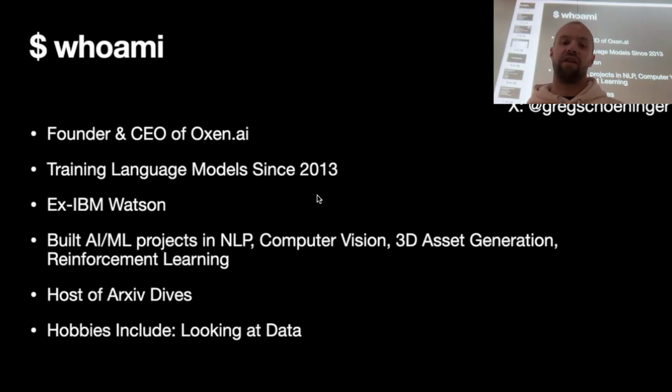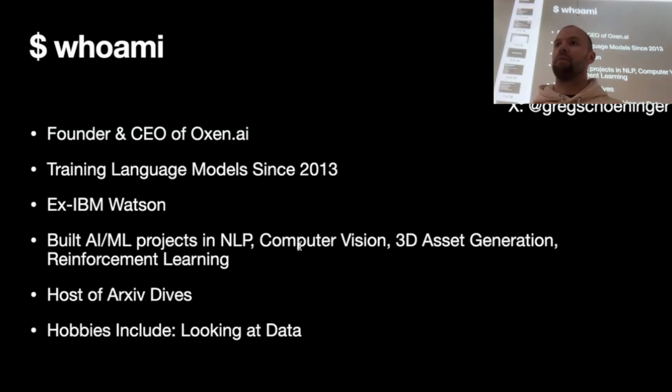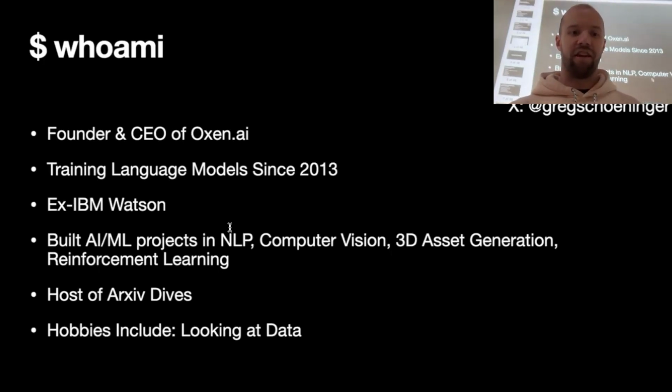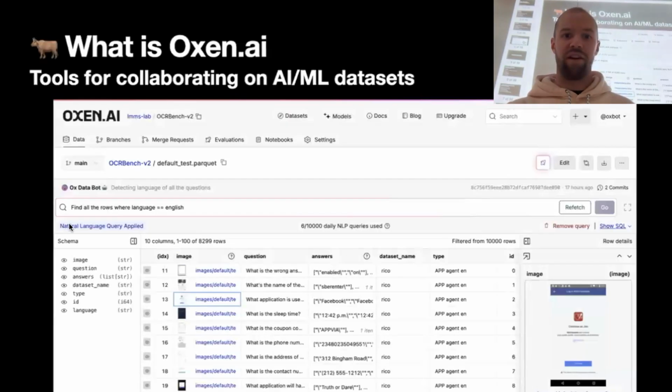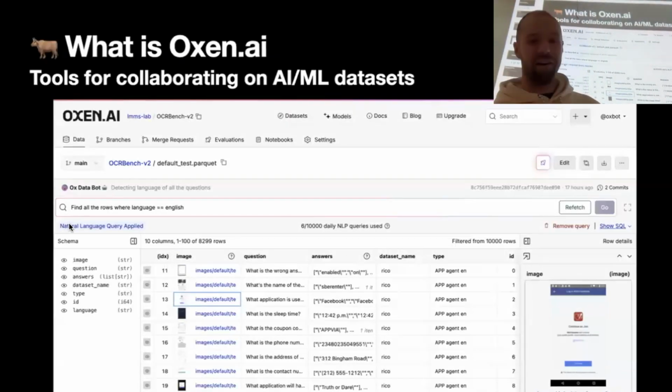And so I built in the computer vision space, NLP. I did some 3D asset generation, done reinforcement learning. So I have had my hands in a lot of different pots over the years. And that's why I really enjoy doing these archive dives, just picking papers from a bunch of different domains and seeing what the latest and greatest is. And I joke that one of my hobbies is looking at data, which is what Oxen is all about.